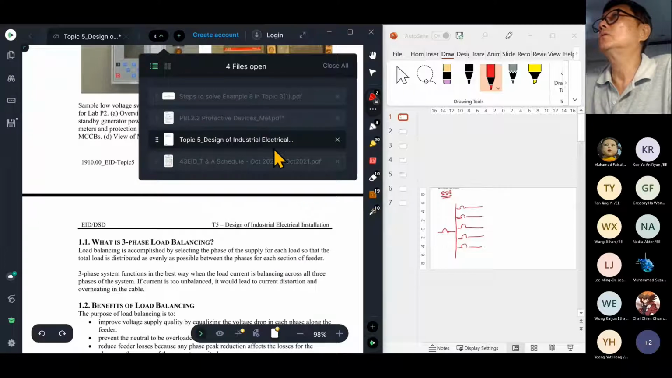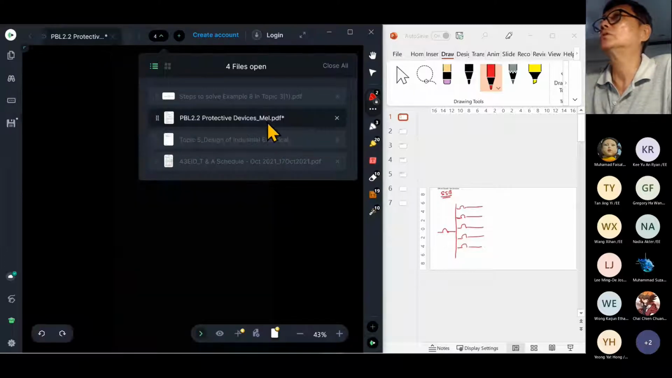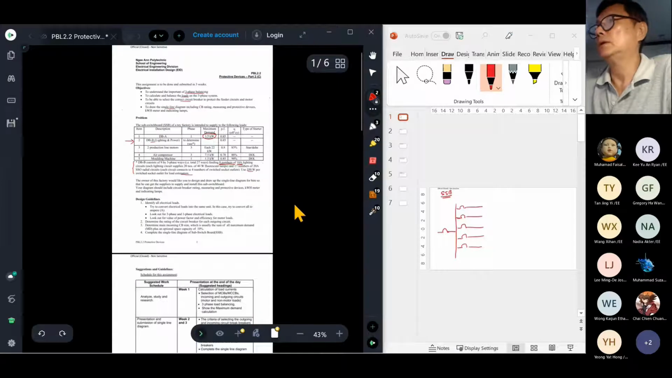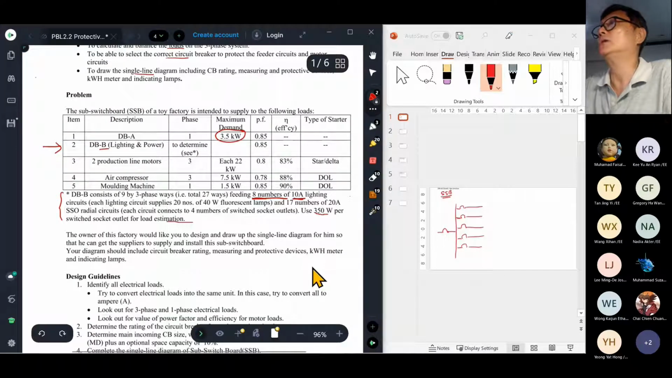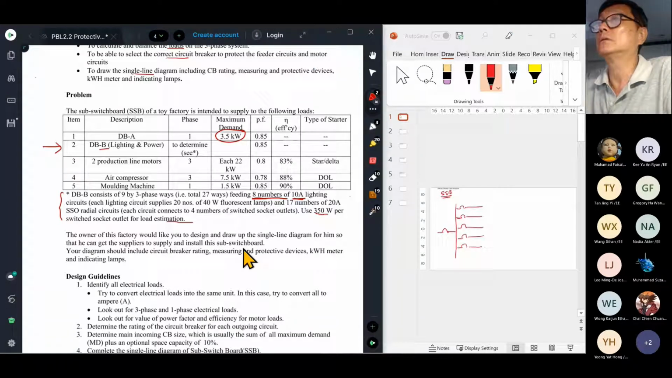So if I were to go back to my PBL 2.2, right? The PBL 2.2 never gives me a single line. So I try to imagine how it will look like. So if I look at it, how many circuits are going out based on this one? How many circuits do you think there are?